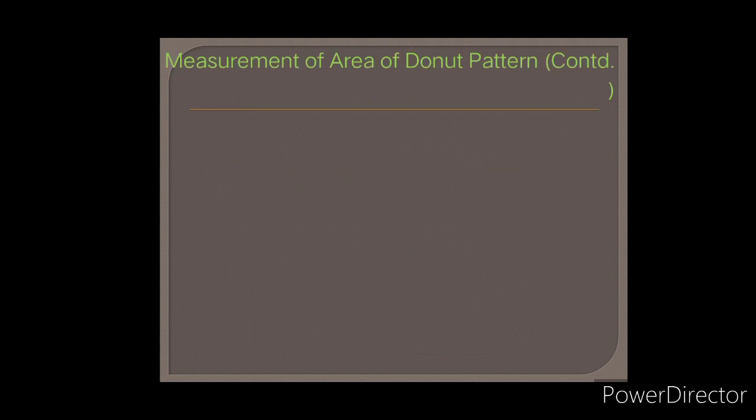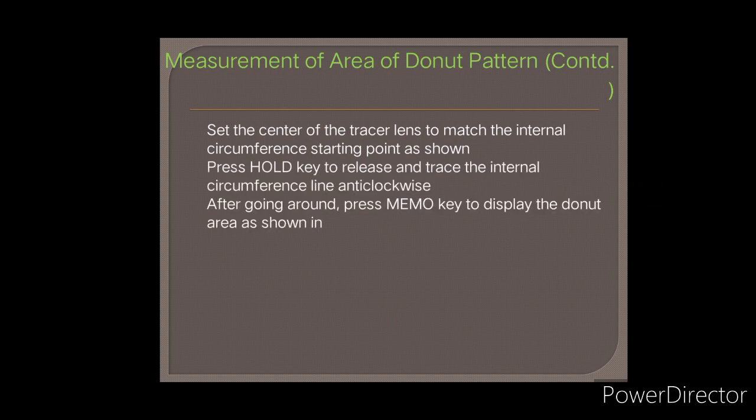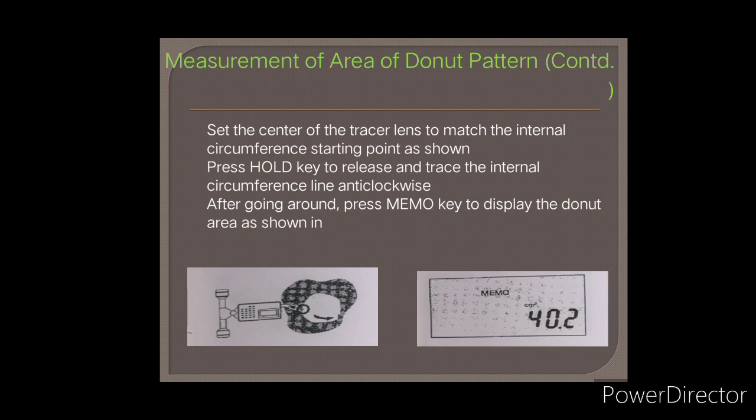Okay, you release the hold key and you have to run in the anti-clockwise direction. You have to run anti-clockwise, because the total area minus the area of this particular internal part should be deducted. For deduction, once you have to run clockwise and once anti-clockwise. Then after completing the periphery in the anti-clockwise direction, you press the memo, and you will be getting the direct area. After deductions, all these things, you will be getting the area.